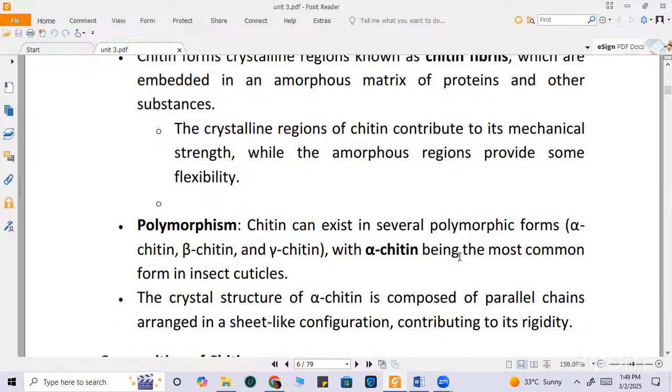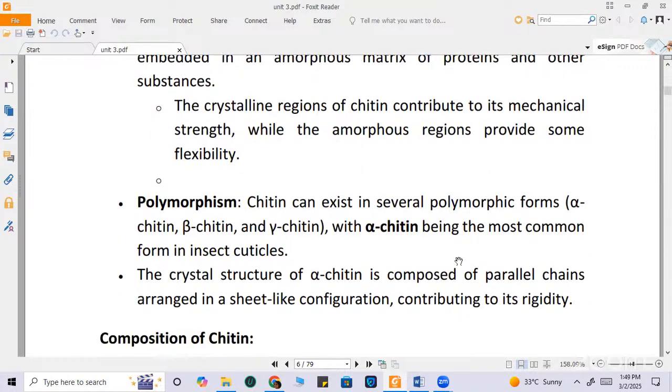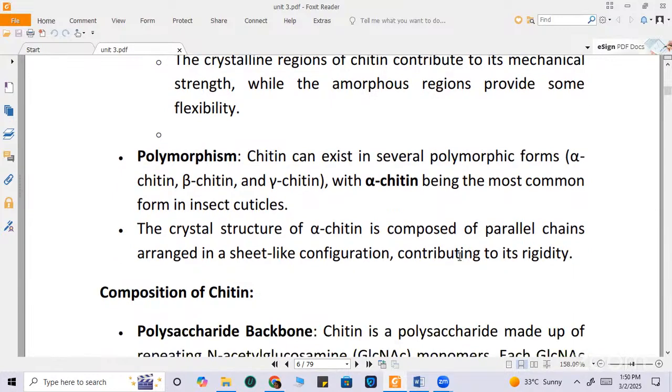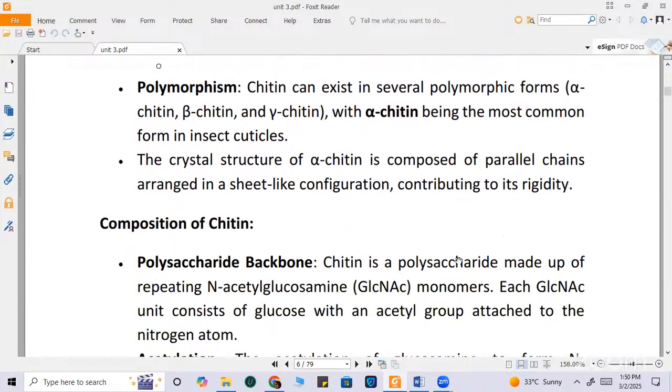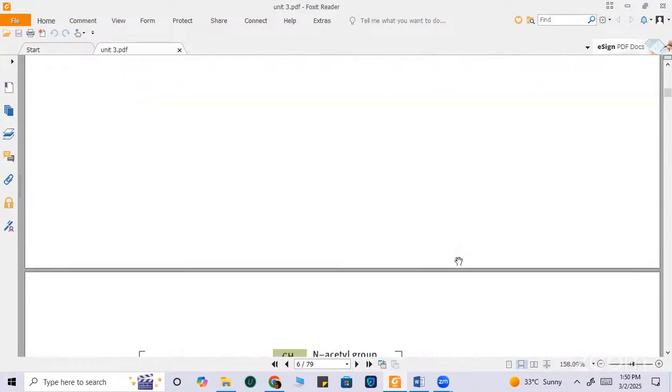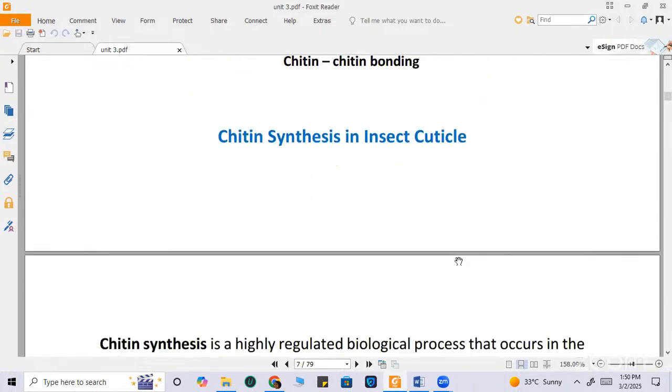And polymorphism of the chitin. Chitin exists in several forms like alpha, beta, and gamma, whereas alpha chitin is the most common form in the insect cuticle. The crystal structure of alpha chitin is composed of parallel sheets arranged in a sheet-like configuration, which gives it rigidity. So due to the arrangement of these alpha sheets in the chitin structure, the rigidity and the strength come to the cuticle. Everything I have explained here, the structure also we have seen here.